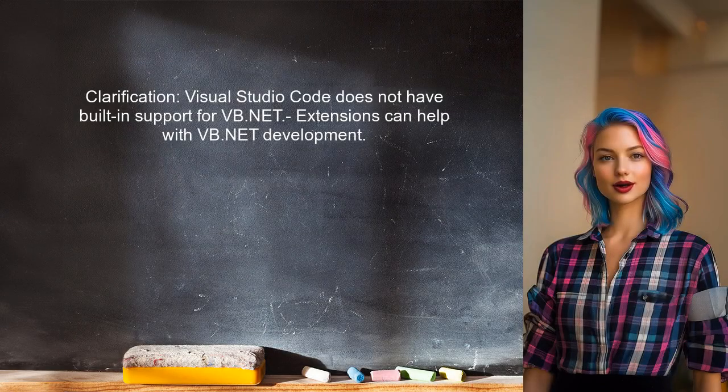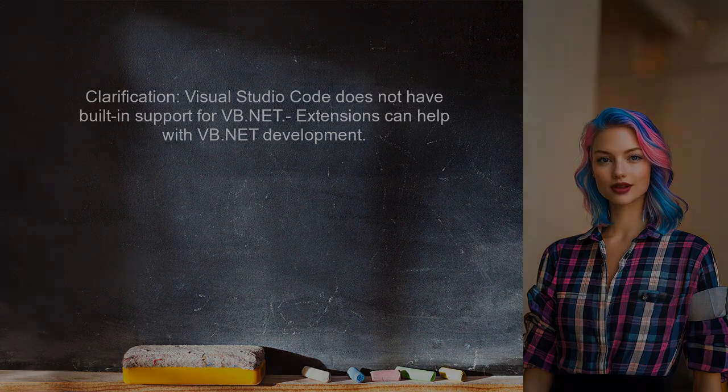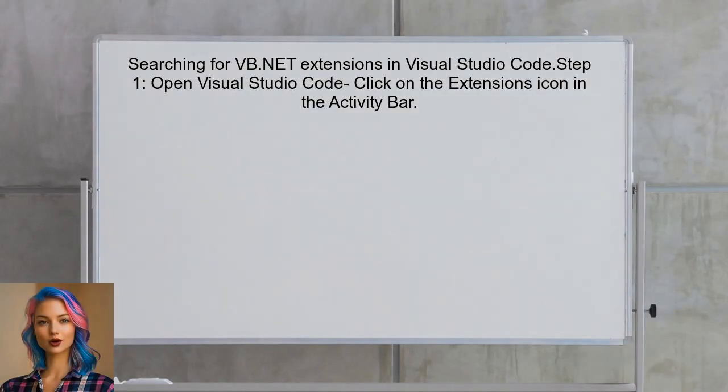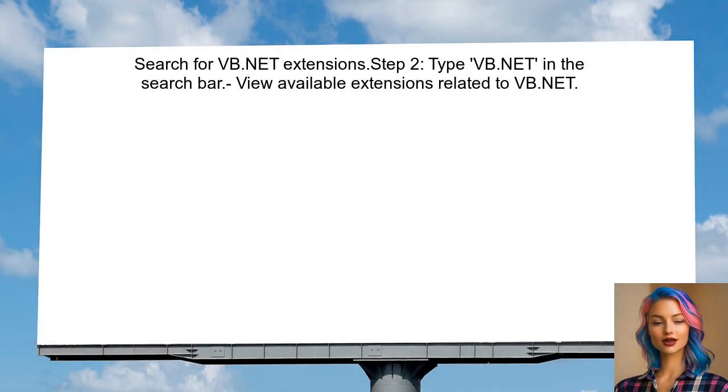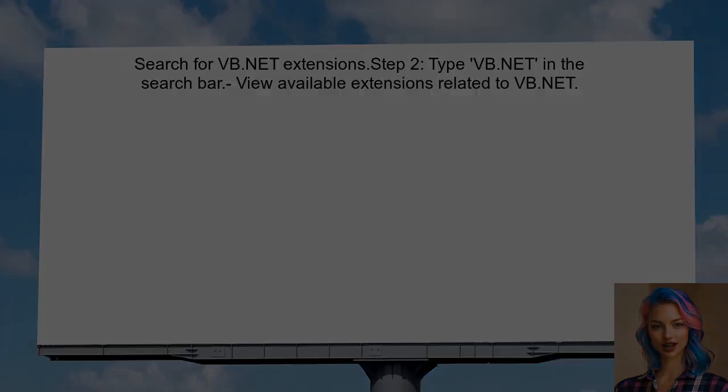To begin addressing the user's question, we should first clarify that Visual Studio Code does not have built-in support for VB.net. However, there are some extensions available that can help. The user can search for VB.net extensions in the Visual Studio Code Marketplace. To do this, they should open Visual Studio Code and navigate to the Extensions view by clicking on the Extensions icon in the activity bar. Once in the Extensions view, the user can type VB.net into the search bar. This will display any available extensions related to VB.net development.